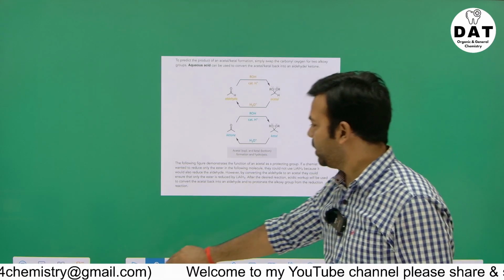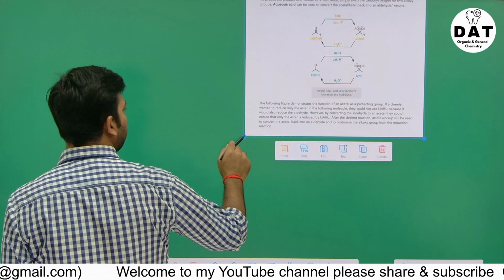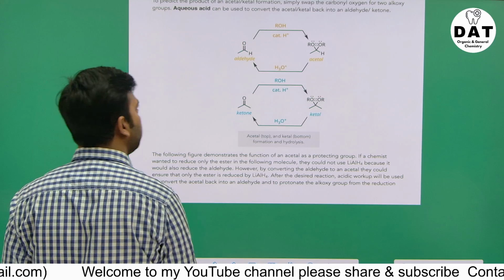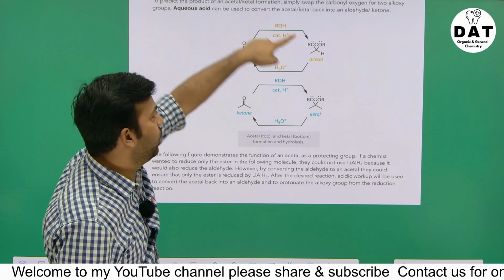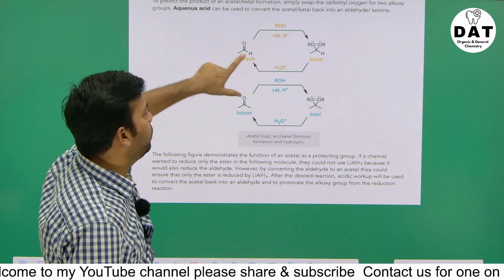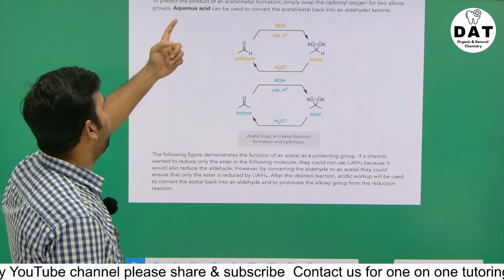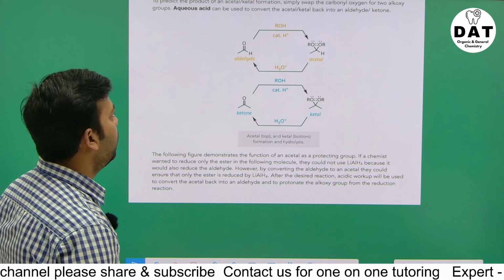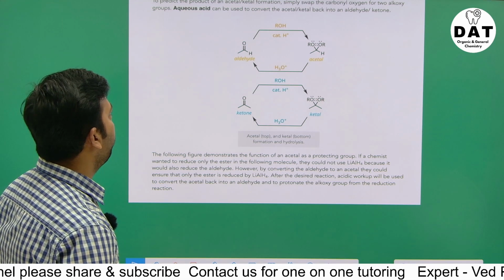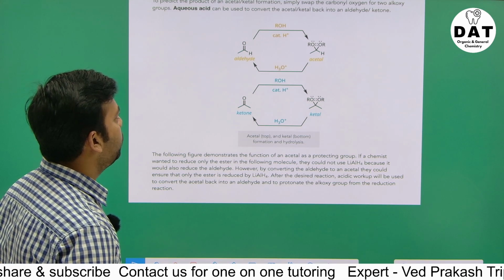This is in acidic condition. There is no difference here. Acidic and basic both give you the same product. As you can see, aldehyde with 1 mole of alcohol gives hemiacetal, and if you use another mole, that will be acetal. So predict the product of acetal and ketal formation: simply swap the carbonyl oxygen for two alkoxy groups. Aqueous acid can be used to convert acetal or ketal back into the aldehyde or ketone.